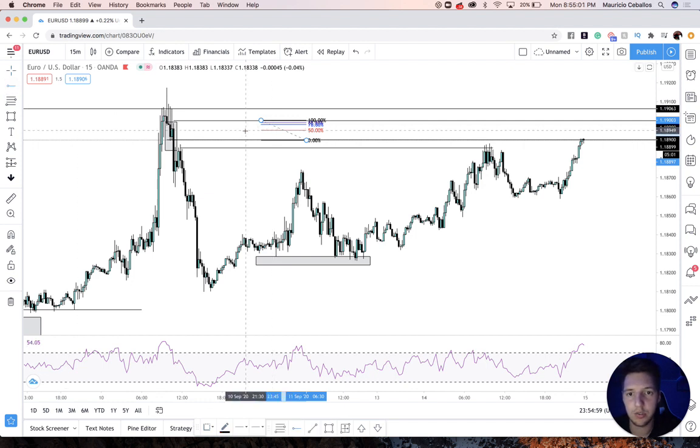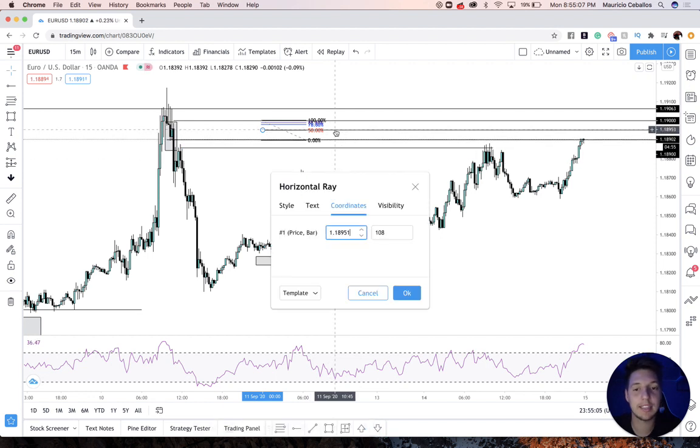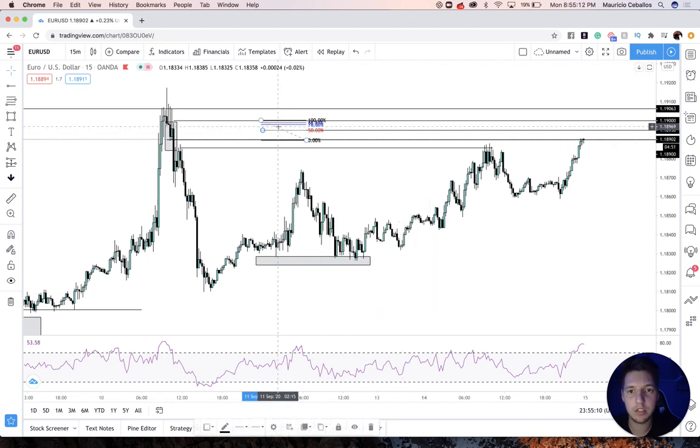I'm just going to go ahead and do real quick in that area. And that leads us to about 1.18950. And I really like that number, right? So I'm going to go ahead and leave that number like that. And that will be the zone that I will be looking for potential executions.